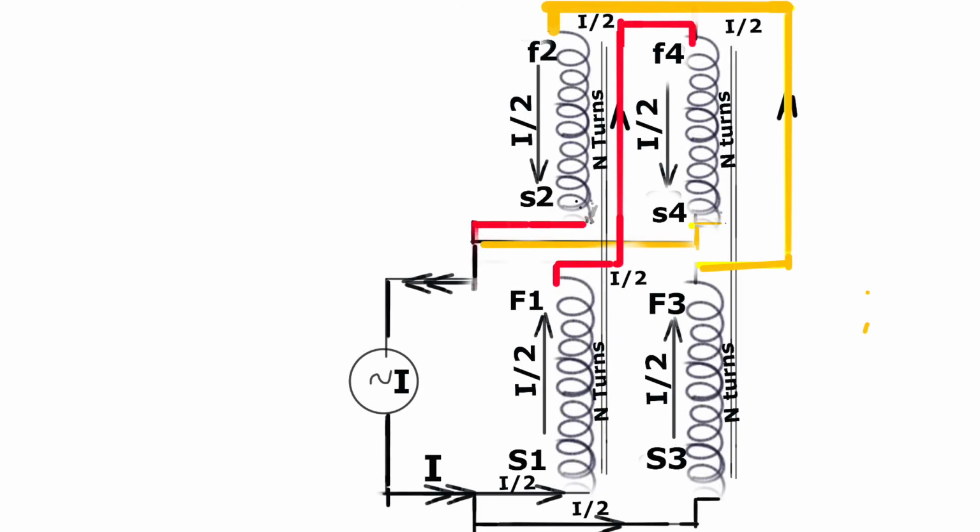Now let us make a twist. Instead of connecting F1 to F2 and F3 to F4, we can connect F1 to F4 and F3 to F2. Even now, the same current I by 2 will flow through each winding and then return to the current source as I. Look at the diagram clearly for better understanding.